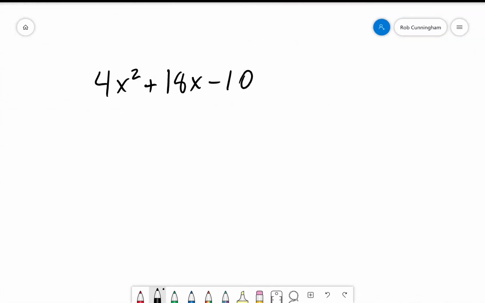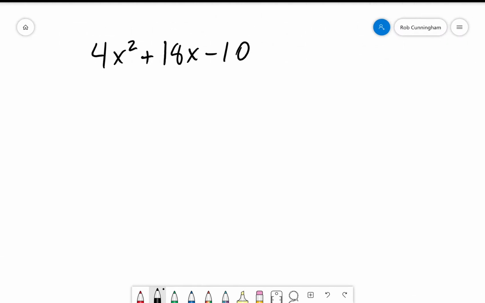Okay, we have 4x squared plus 18x minus 10. We want to factor it completely. Now, some of you are already rushing to multiply a times c and look for factor pairs, but don't forget the first step that you should always take when factoring. Is there anything that is a greatest common factor between those three terms? And the answer in this case is yes. We can factor out a 2.